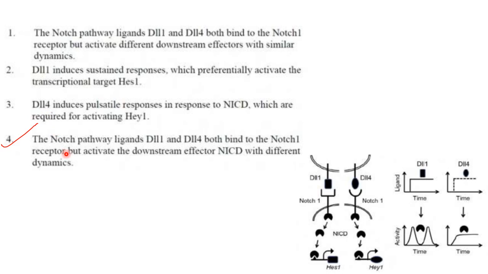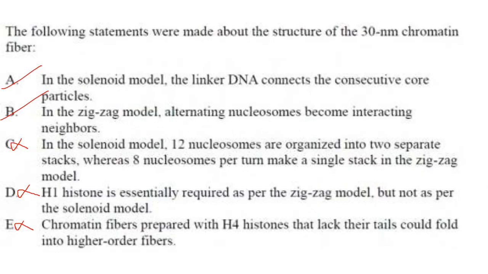The Notch pathway ligands D21 and D24 both bind to the Notch1 receptor, okay, but activate the downstream effector NICD with different dynamics. That is correct. One is pulsating, the other is almost continuous. So option 4 is the right answer.